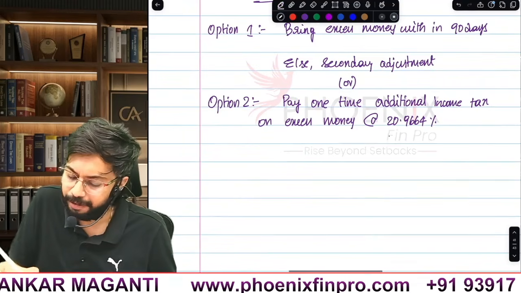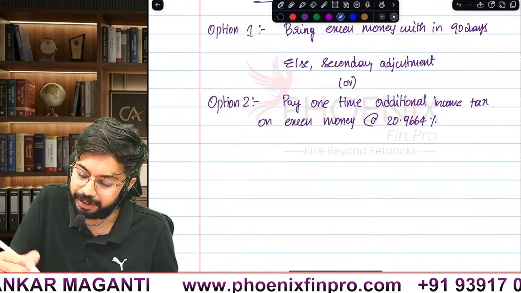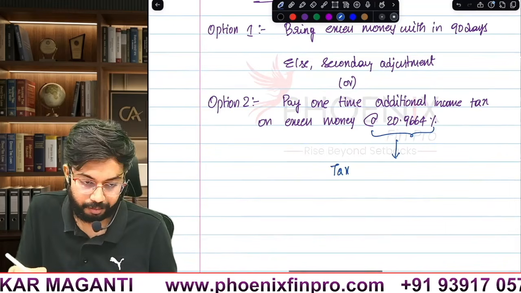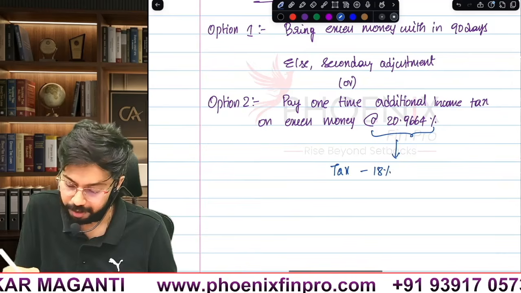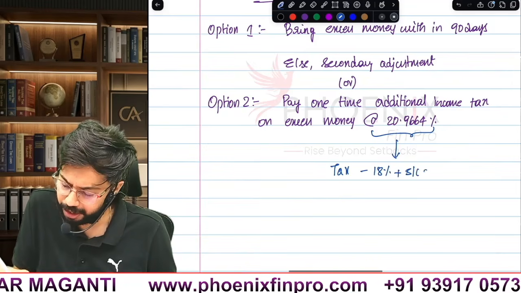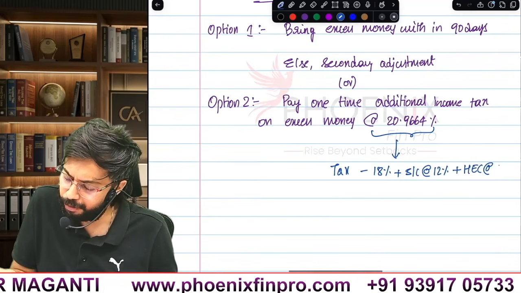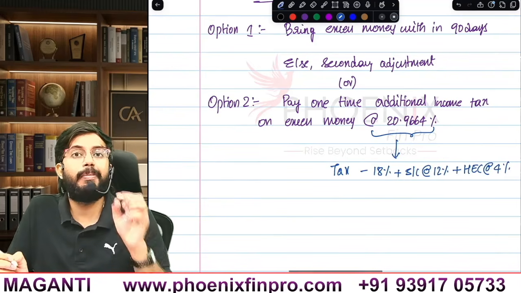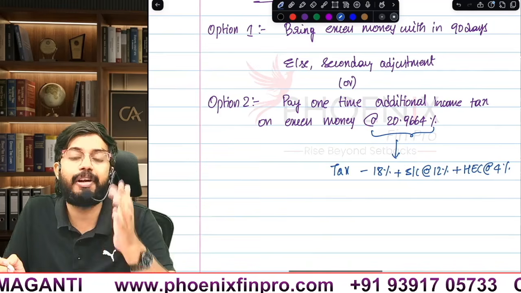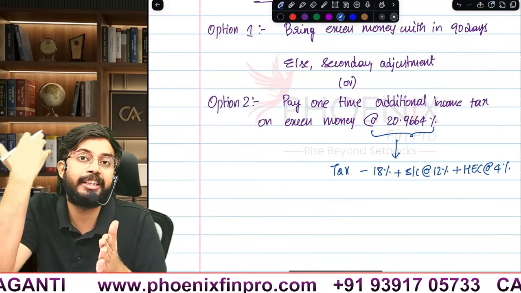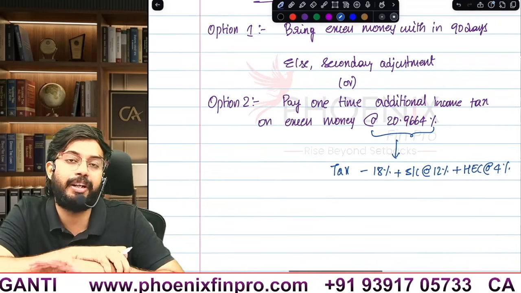What is the breakup for this 20.9664%? Breakup is tax 18% plus surcharge at the rate of 12% plus HEC at the rate of 4%. The moment you pay additional income tax, from that date onwards, interest income will no longer be calculated. Secondary adjustment will not be done. Are you able to understand?